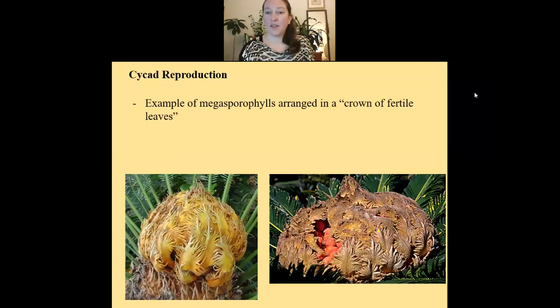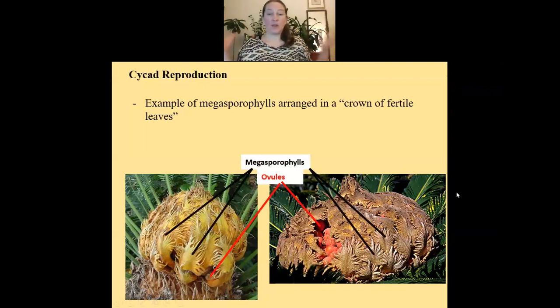This is, on the other hand, an example of a female plant that bears her megasporophylls in a crown of fertile leaves. But similarly, the leaves are still organized. They're organized in a crown, and each leaf still has a certain number of ovules attached to it. The number of ovules will depend on the species.